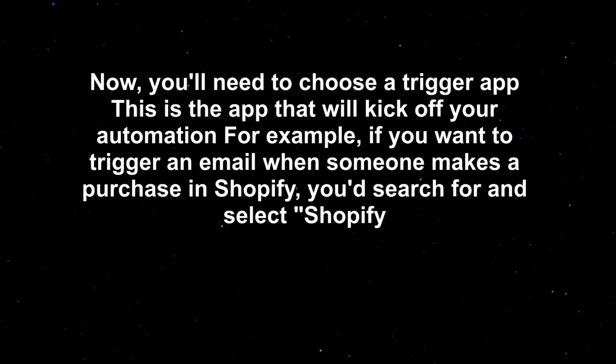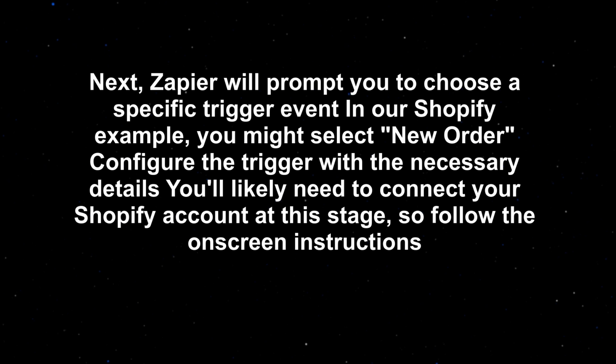Now, you'll need to choose a trigger app. This is the app that will kick off your automation. For example, if you want to trigger an email when someone makes a purchase in Shopify, you'd search for and select Shopify. Next, Zapier will prompt you to choose a specific trigger event.